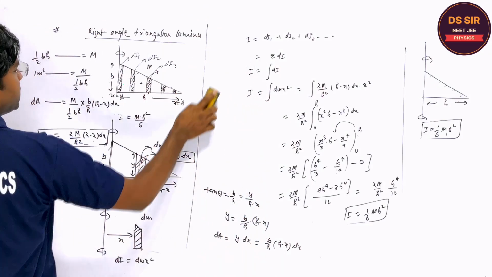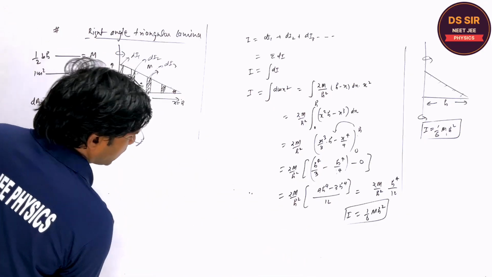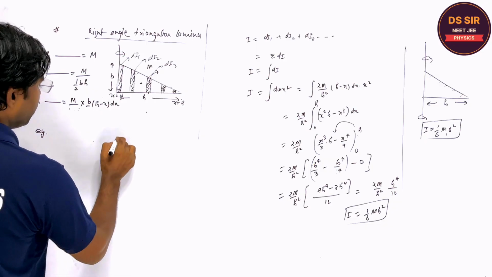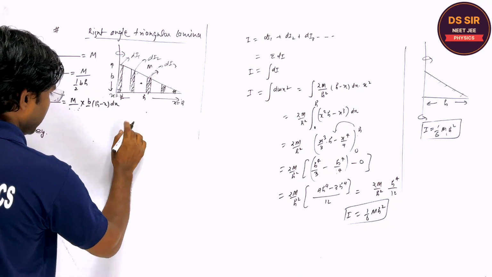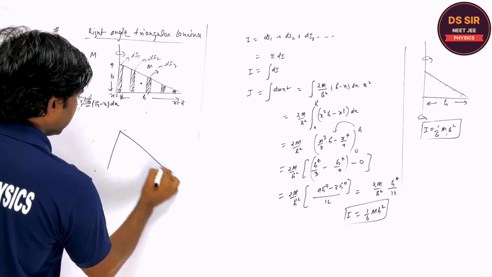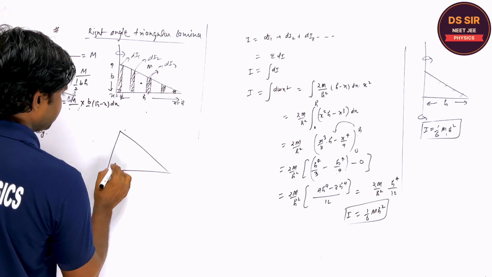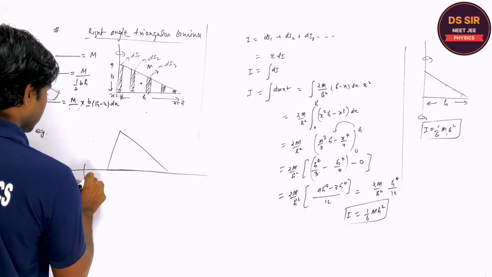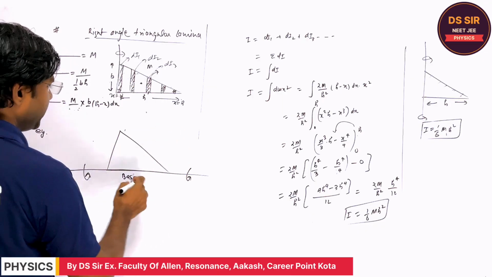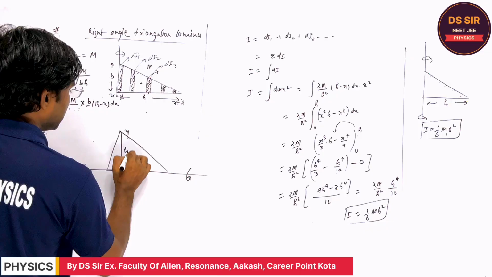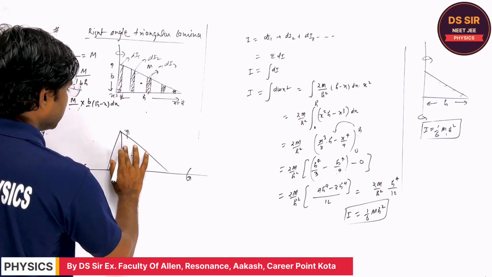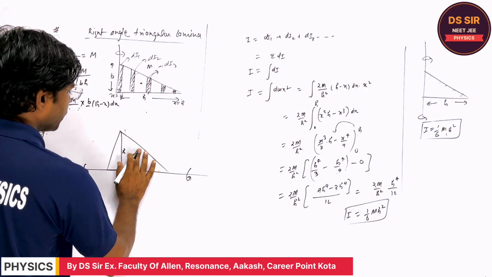Listen one thing. This is the right angle triangular lamina, the moment of inertia about the base. For example, if we have this lamina like this, this is the triangular lamina, and the height is h. This is the axis of rotation. This is the base. About the base, we are rotating this such that the height is h. So about this axis, the mass is m, you can consider. This is the h, the mass is m.